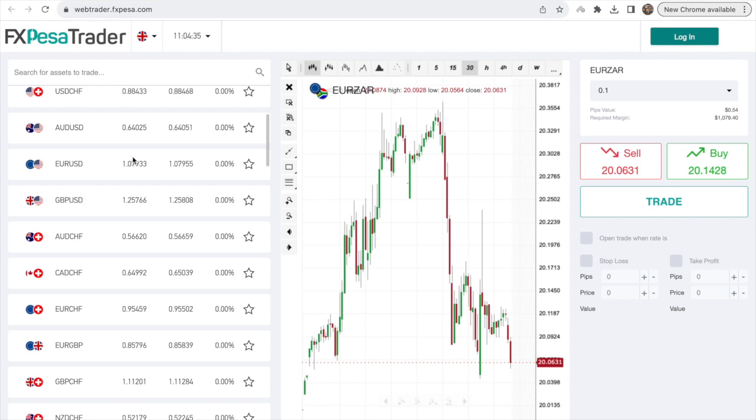Then the most important part is that when you choose a pair, you get to know that pair. You get to know the movements of the pair. You get to know how it behaves. You get to know intricate details about it. It's like knowing your car. It's like something you drive every single day. You know it in and out. When it behaves a certain way, you know what to expect, you know what to do.